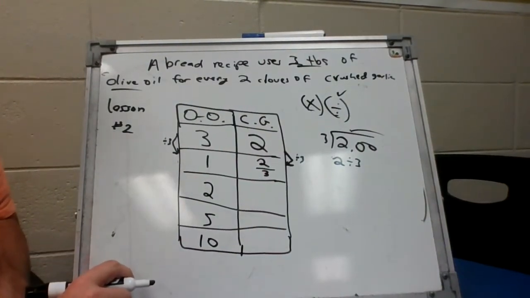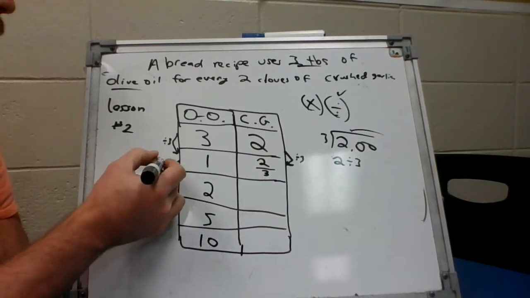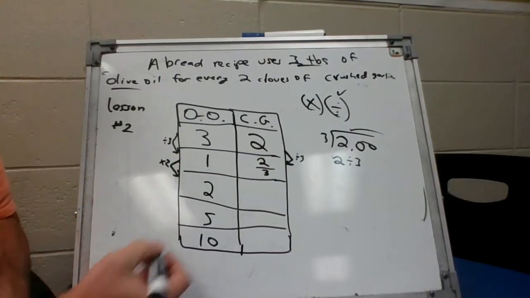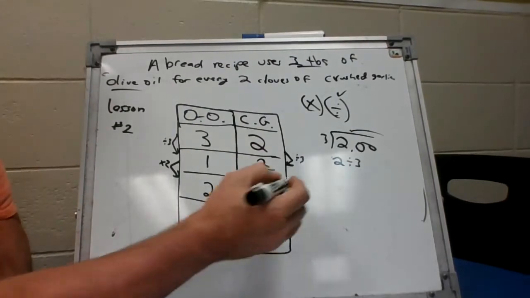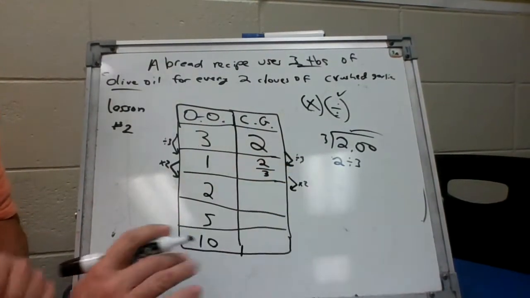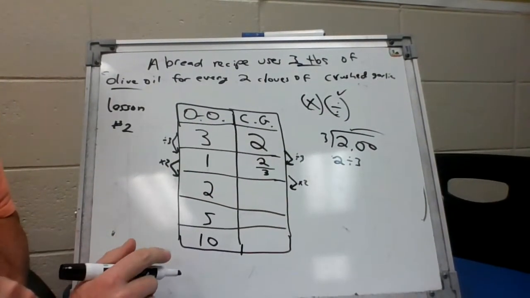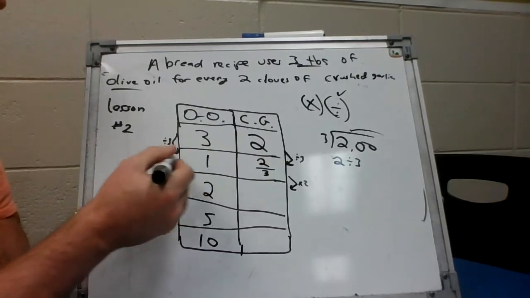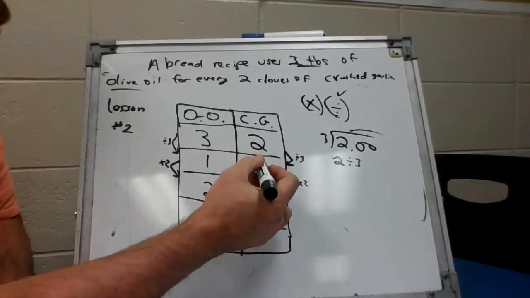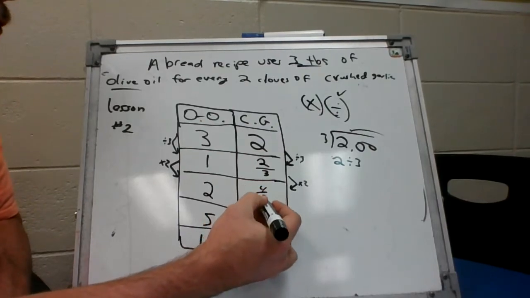Now, let's think about this logically. How do you get from 1 to 2? We know we have to multiply by 2 because we're going up. Same thing here, multiplying by 2. We've seen these things a million times, on IXL and on these problems. So if we multiply 1 times 2, we get 2. If we multiply 2/3 times 2, we get 4/3.